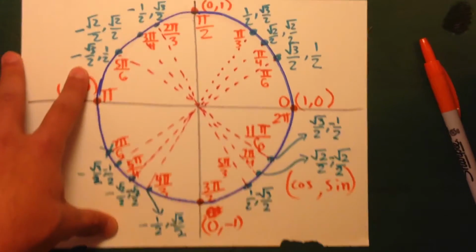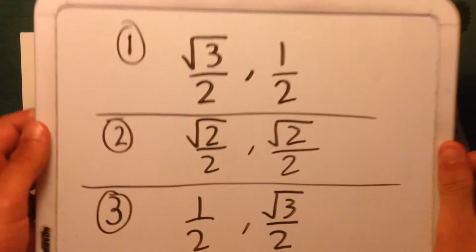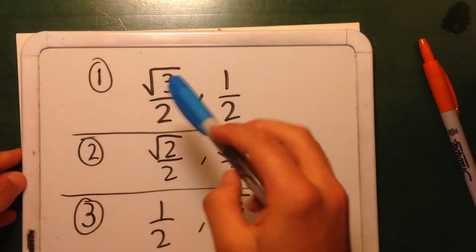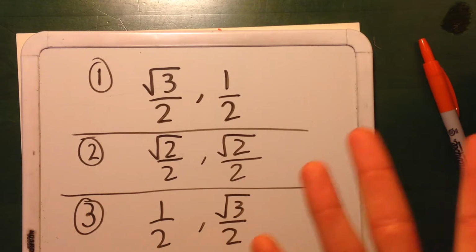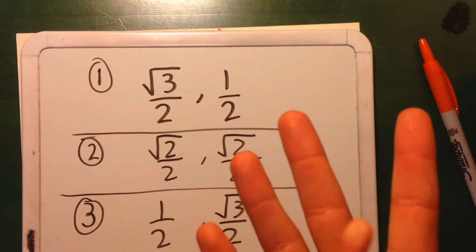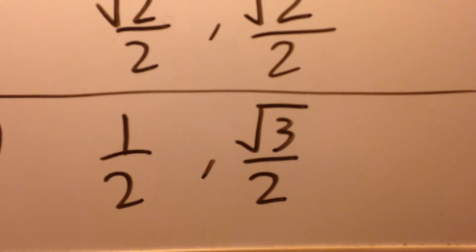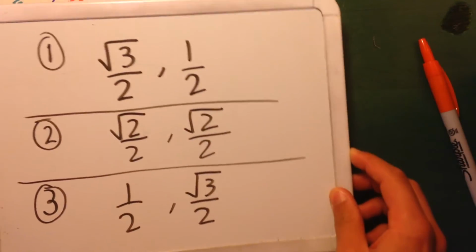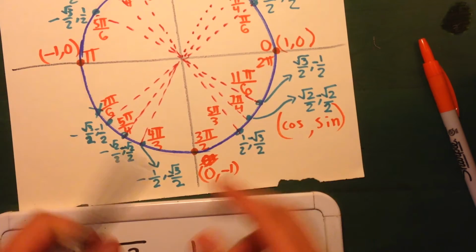Let me zoom out, and here's our unit circle. Always remember these 3 ordered pairs. It's square root of 3 over 2 comma a half, and then square root of 2 over 2 comma square root of 2 over 2, and then it's a half comma square root of 3 over 2. And let's see what else.